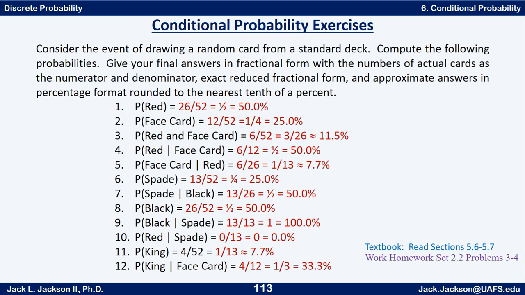The probability of a face card: there are actually 12 face cards, so 12/52 is the probability. And that is incorrect. Actually, the 12/52 is correct, but I didn't reduce that correctly. Divide numerator and denominator by 4, and you get 3/13. So 3 out of every 13, out of the 13 cards in one suit, 3 are face cards. So it's 3/13, which is approximately 23.1%.